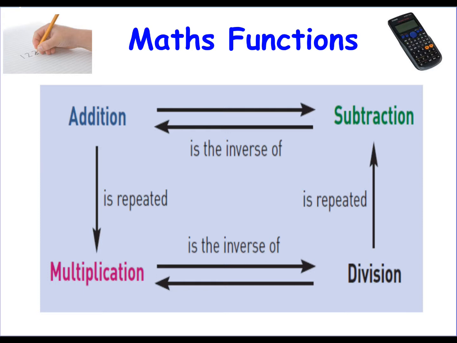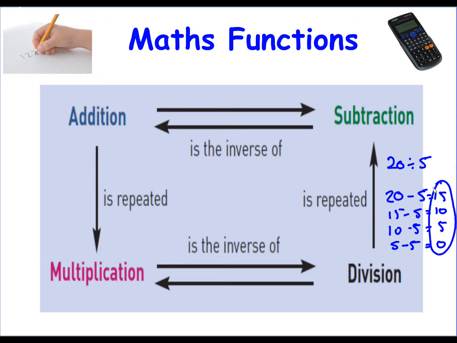Some of you may be aware that the 4 functions in maths are related to each other. So addition and subtraction are opposite functions. Also, multiplication is just lots of addition. So if you had something along the lines of 3 times 2, it means 3 lots of 2. So you're adding 3 lots of 2. Multiplication is the opposite of division, and lots of subtraction is a form of doing division. So for example, 20 divided by 5 is like continually taking 5 away from 20. So 20 divided by 5 is 4.